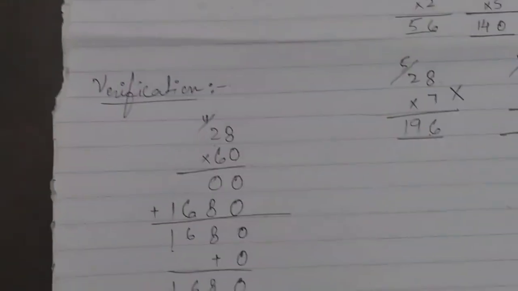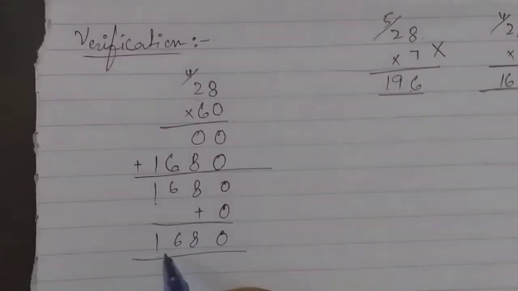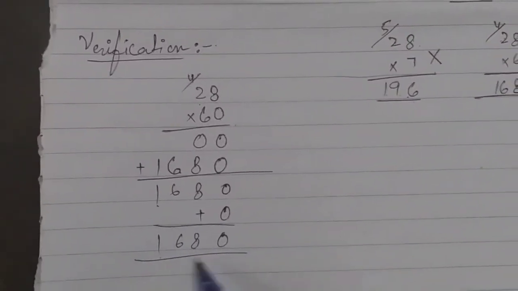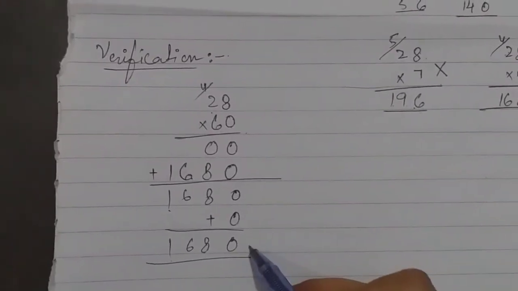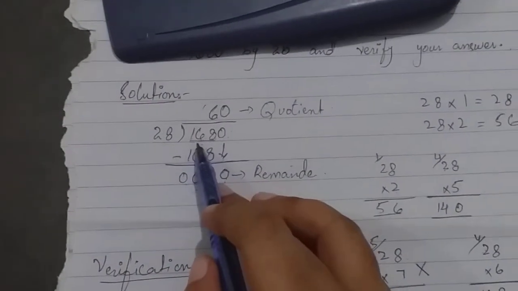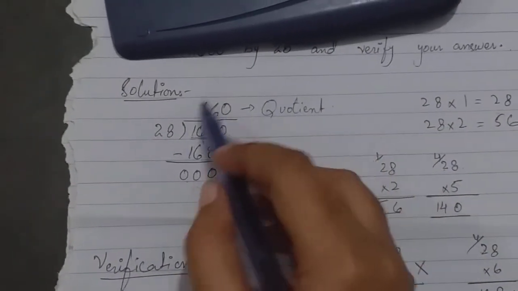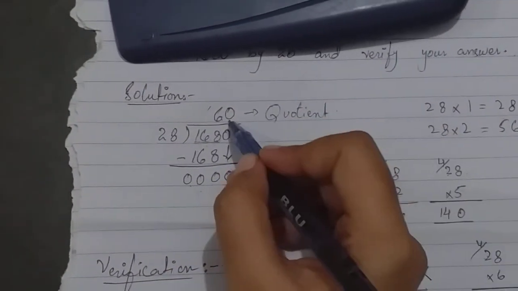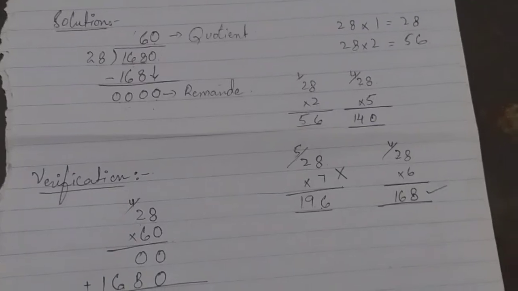Now you can see, 1680 is our answer, and we have obtained the same answer, that is our dividend. 1680 is our answer, and we were also given the dividend 1680. It means we have completed our division process correctly, and this is our correct answer, that is 60. We have verified our answer. Now let's move to another example.